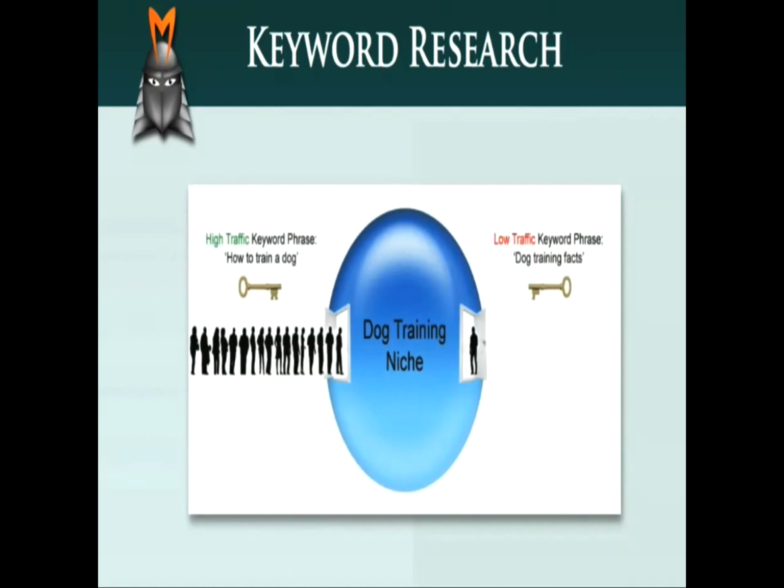In every niche, there are many different keyword phrases, and every phrase has a value based on how many people use it to access the niche. Some keywords generate high levels of traffic, while other keywords generate low levels of traffic. For example, in the dog training niche, on average, 249 people per day explore the niche by entering the phrase "how to train a dog" into Google. In contrast, only one person per day explores the niche using the phrase "dog training facts."